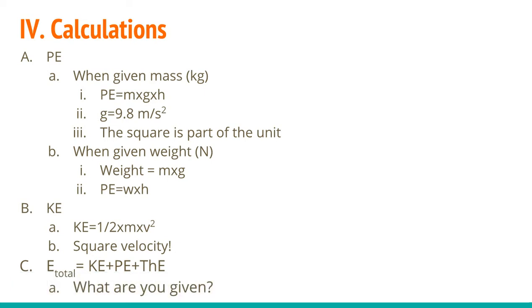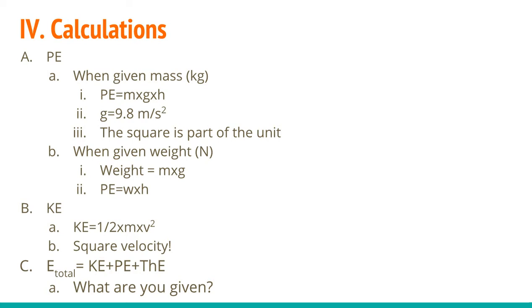If you're given weight in newtons, weight equals mass times gravity. And so if we look here, mass times gravity, well, that's weight. So you're just going to take the weight in newtons, multiply that by the height. So it's actually the same equation. We've already done one step, or we get to skip a step.